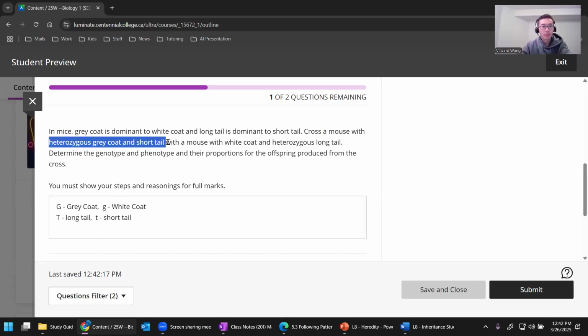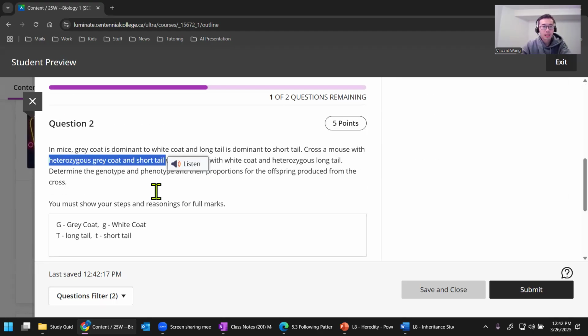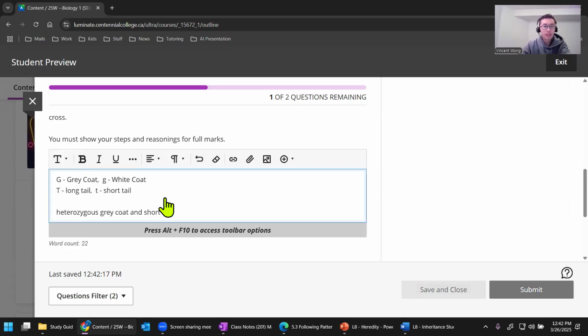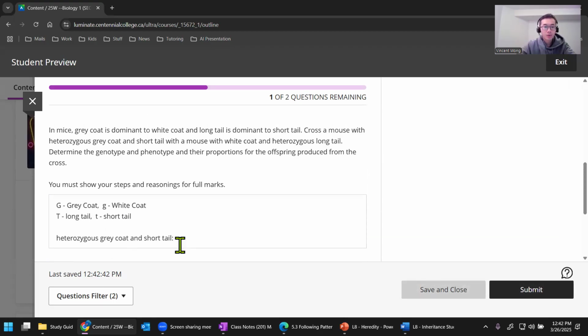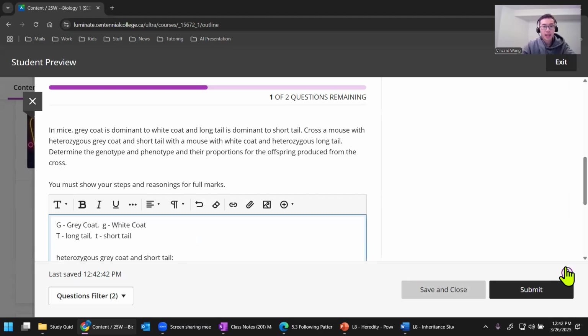Okay. So if you want, you can just copy it, right? Just highlight it, Control C and Control V, copy it, and then you're gonna write out the genotype. So what's the genotype of this mouse? Heterozygous gray with short tail. What are we gonna write?